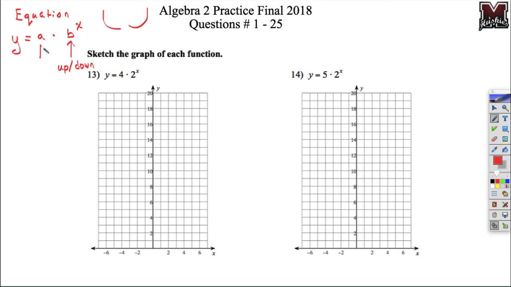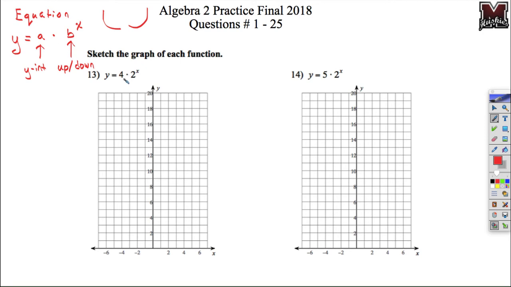This a, however, this is always going to be the y-intercept. Okay, so with that in our note card, we're going to come back and add to this in a sec after we hit problem number 15, but that's the basics that I want on your note sheet.